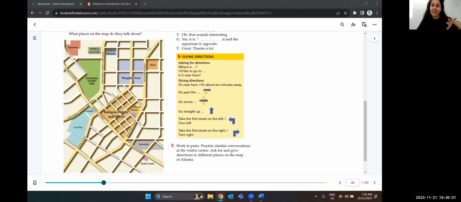But she was giving him directions, but where did he want to go to? So that's good because it says what places on the map do they talk about? So yes, the Olympic Park, the World of Coca-Cola, the car park, she told him. But the main location where he wanted to go was the aquarium.